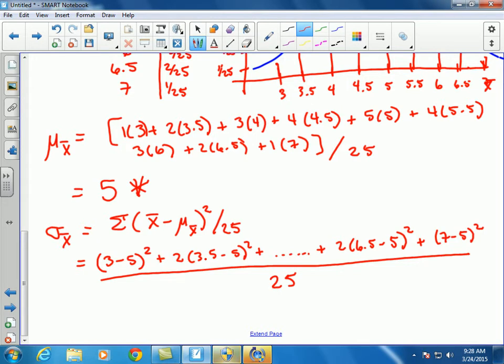And what you'll find is, in this case, that that number happens to be 1, which seems kind of crazy that all that works out to be 1, but it does. Okay, so I want you to keep that 1 down here in mind.